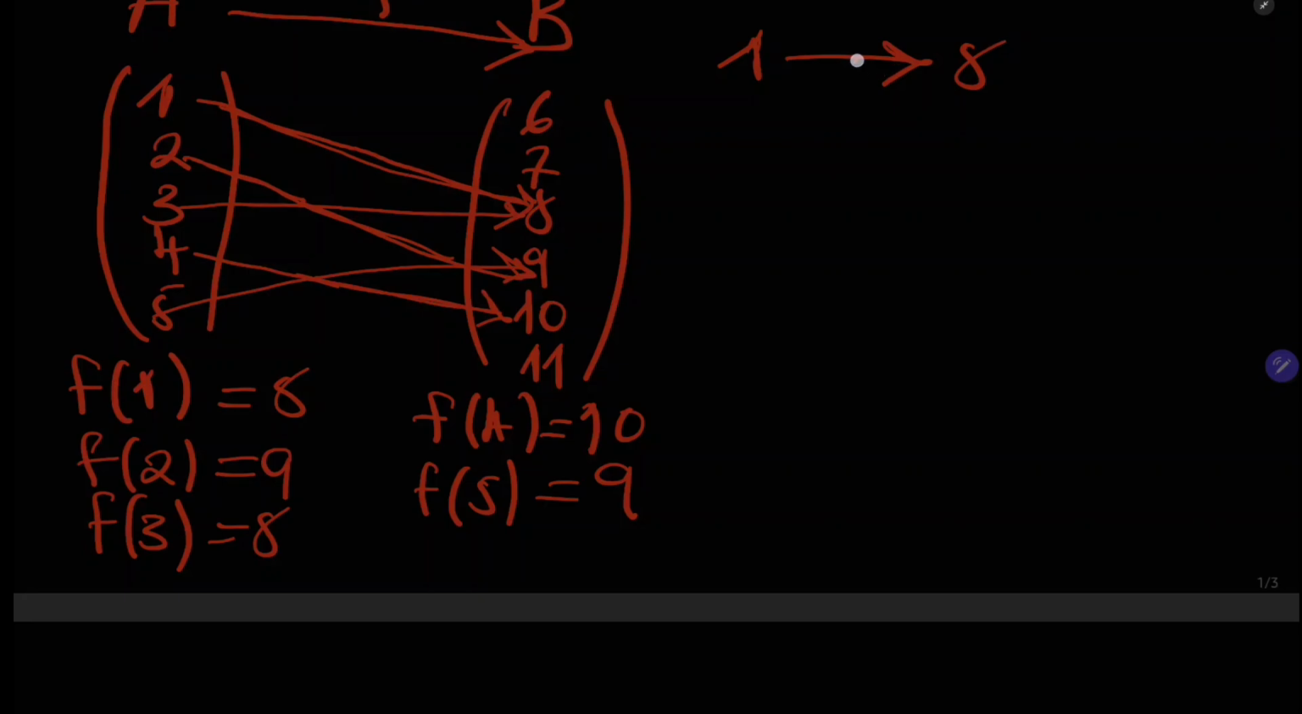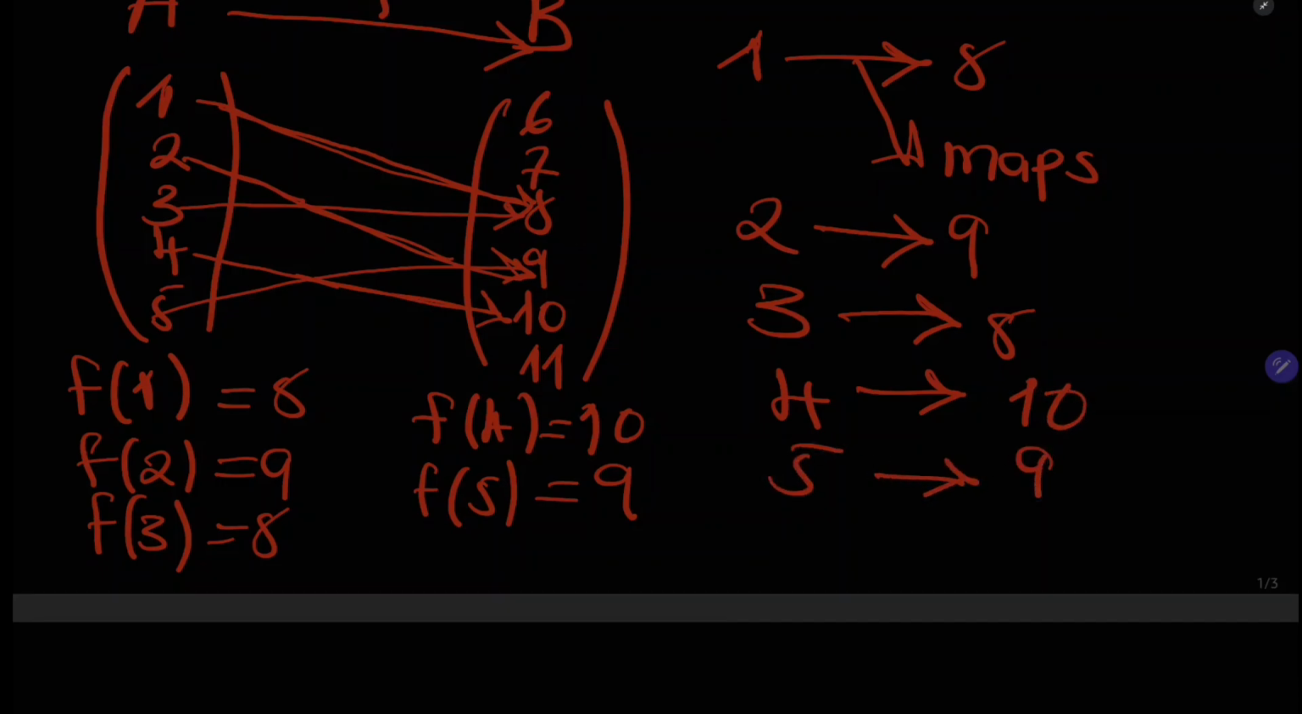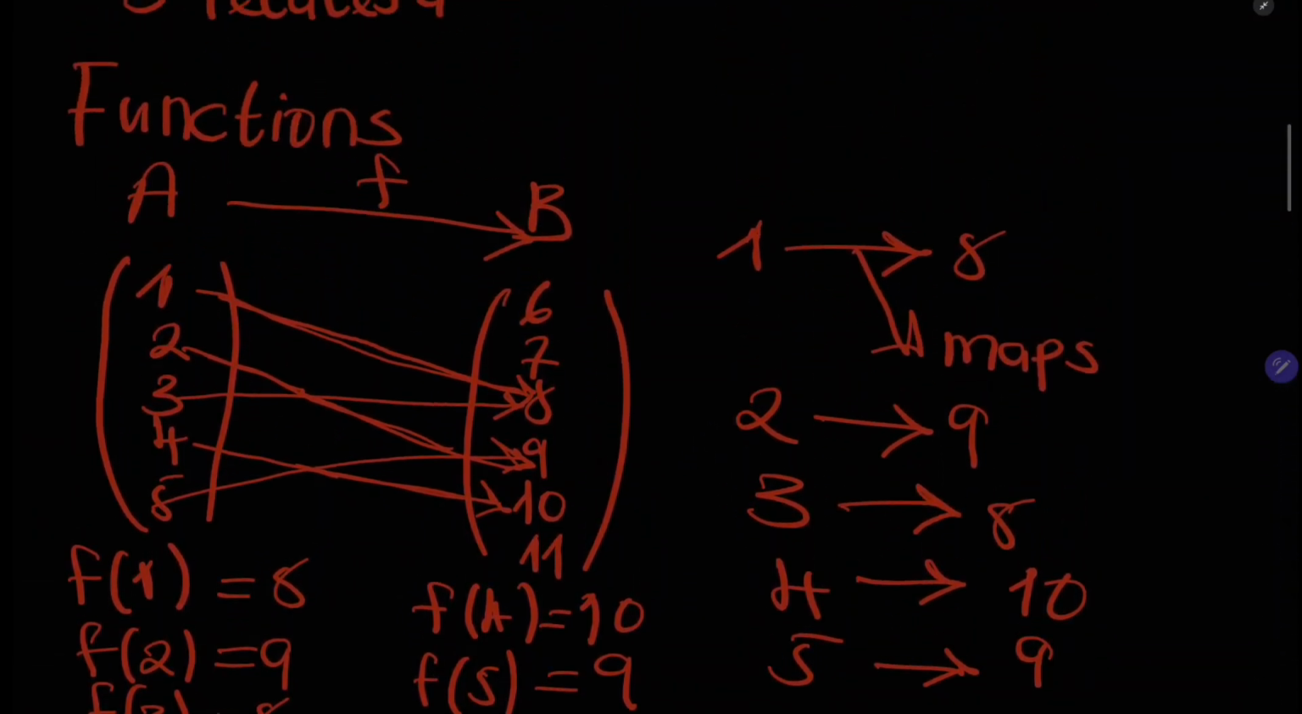So here we are going to see 1 maps to 8. Here this arrow in other words means maps. So 1 maps to 8, 2 maps to 9, 3 also maps to 8, 4 maps to 10, and 5 maps to 9. Okay, so this is functions. This is what functions is.